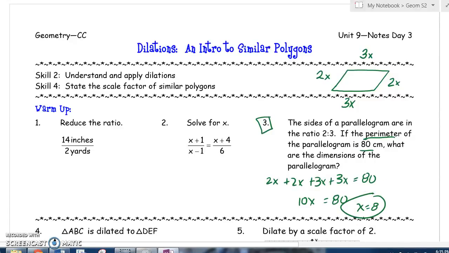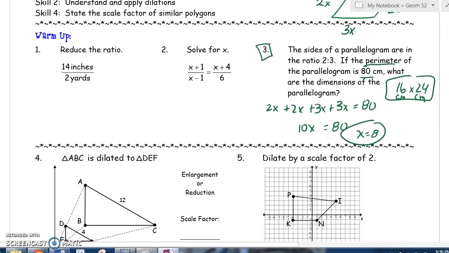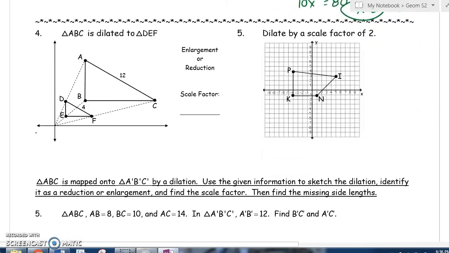And then just make sure that you actually answer the question. It says, what are the dimensions? So they need to know what the two sides are. This side is 2 times 8, and this side is 3 times 8. So the dimensions would be 16 by 24. All right, 16 centimeters by 24 centimeters. Okay, so let's move on to the new stuff.